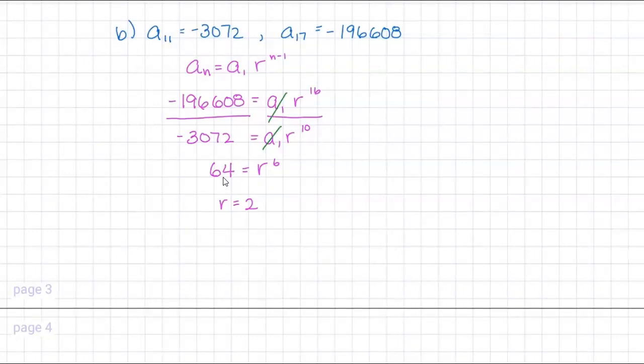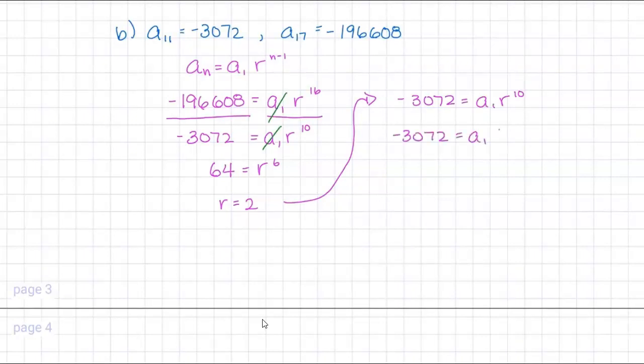And then to find the first term, you can take either one of these equations and substitute it back in. So I'm going to go ahead and take the bottom one just because the numbers are smaller. But I'm using a calculator, so it doesn't really matter. But I'm going to take negative 3072 equals a sub 1 times r to the 10th. And now we figured out that r is 2.